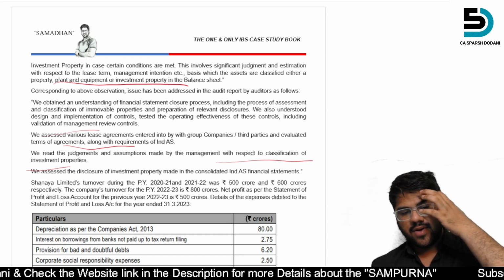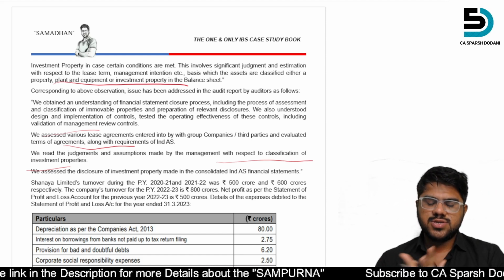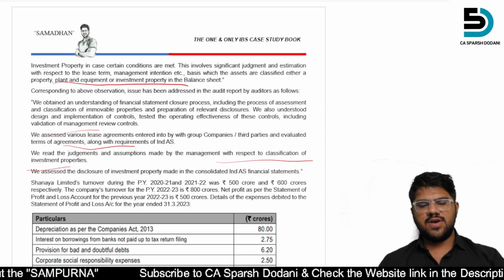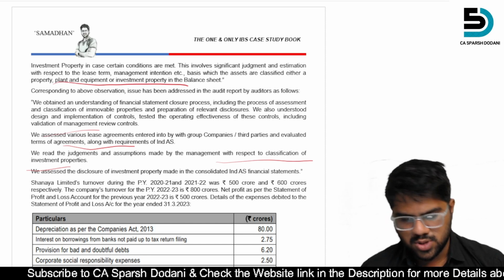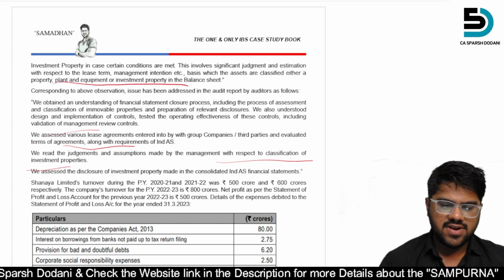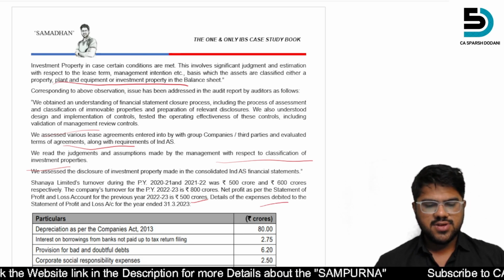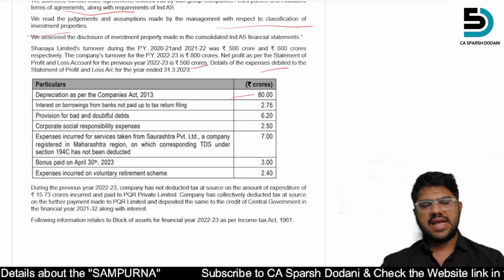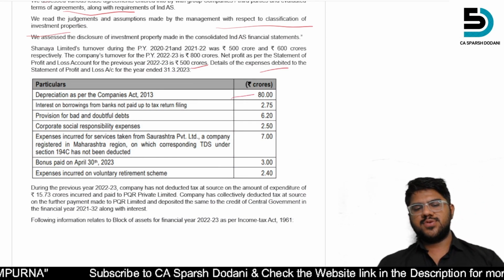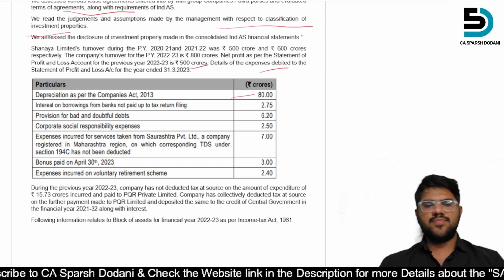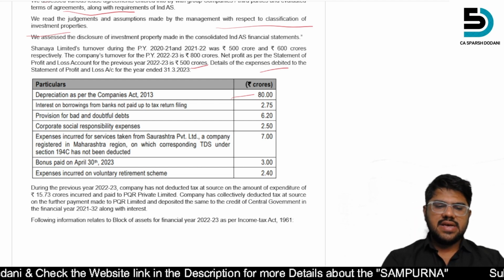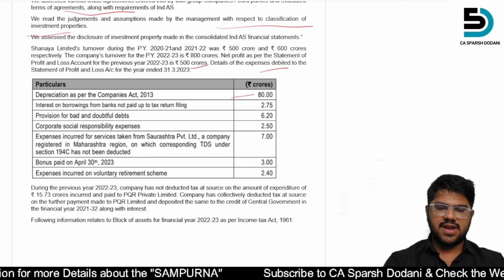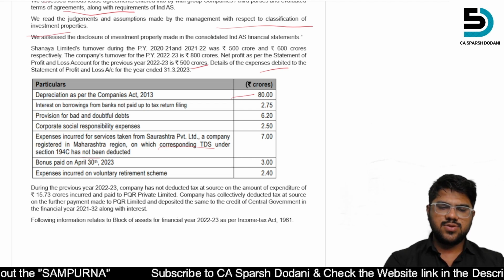Shania Limited's turnover for PY 20-21 and 21-22 was 500 and 600 crores respectively. The company's turnover for PY 22-23 is 800 crores. Net profit as per the statement is 500 crore. Details of expenses are: depreciation as per the Companies Act, interest on borrowing from bank not paid up to tax return filing 2.75 provision, then CSR expense, and expenses incurred for services taken from Saurashtra Private Limited, a company registered in the Maharashtra region, with corresponding TDS not having been deducted.